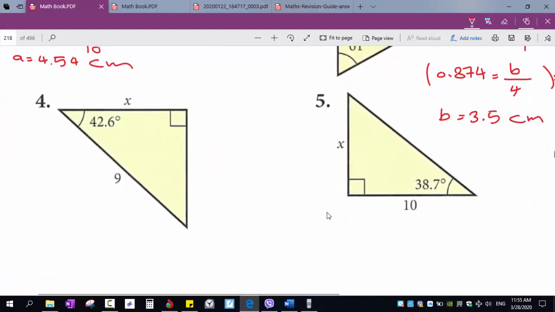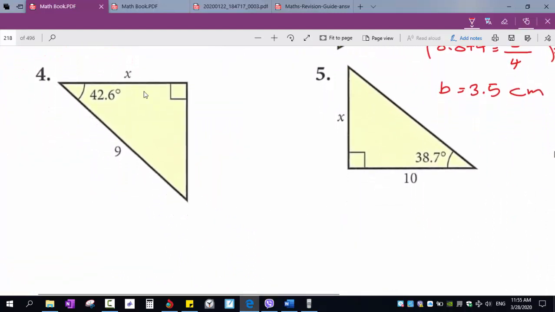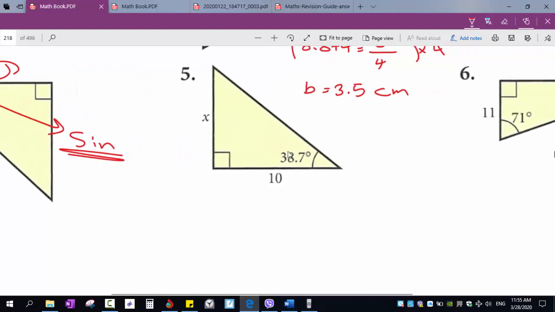In this question, guess what should we use? What should we use? Cosine, because the side next to the angle is missing. The opposite side is not given. Sine is useless in this question. We must use cosine to find the missing angle. Here, opposite is missing. Hypotenuse is not here. Whenever you see hypotenuse is not given, it means sine and cosine cannot do their work. Well, we have to go to tan.